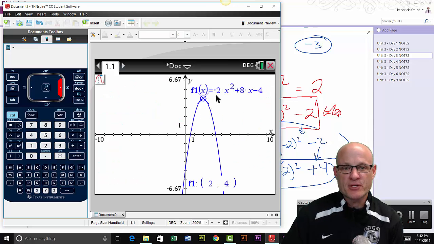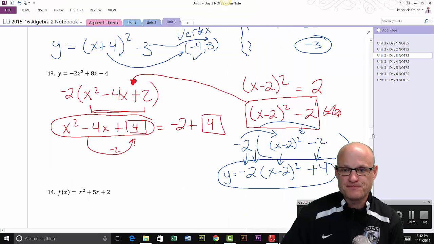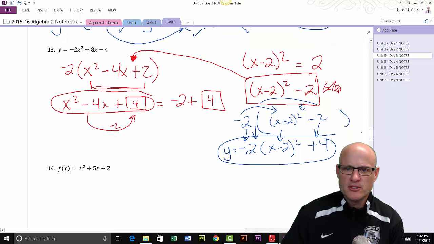That's what it looks like. There's my vertex (2, 4), and it's coming down. You see how skinny it is. Okay, there that problem is. I don't know why this is up. So we're going to go down.